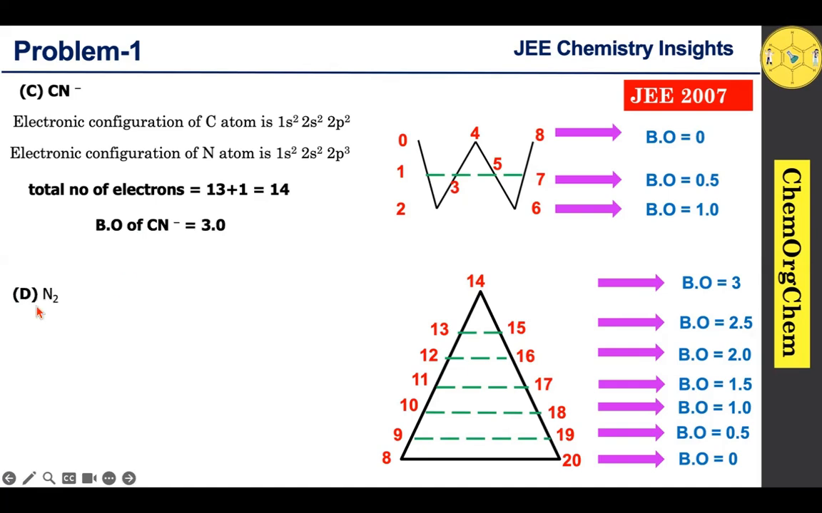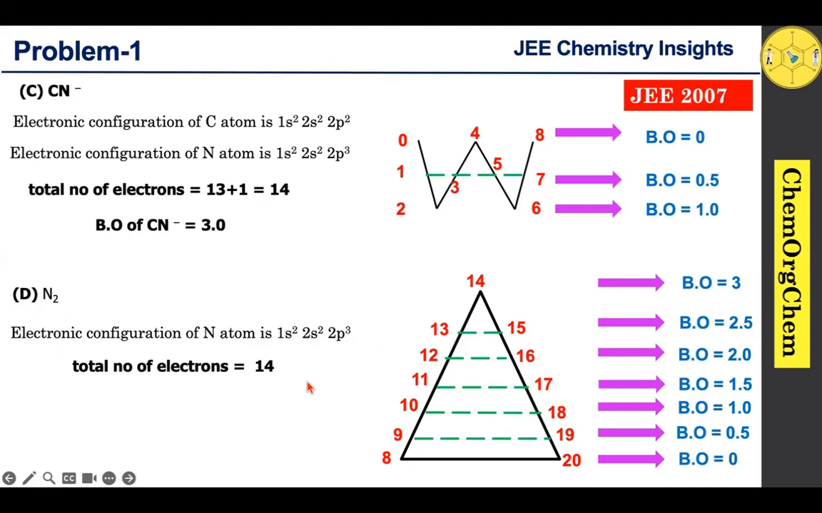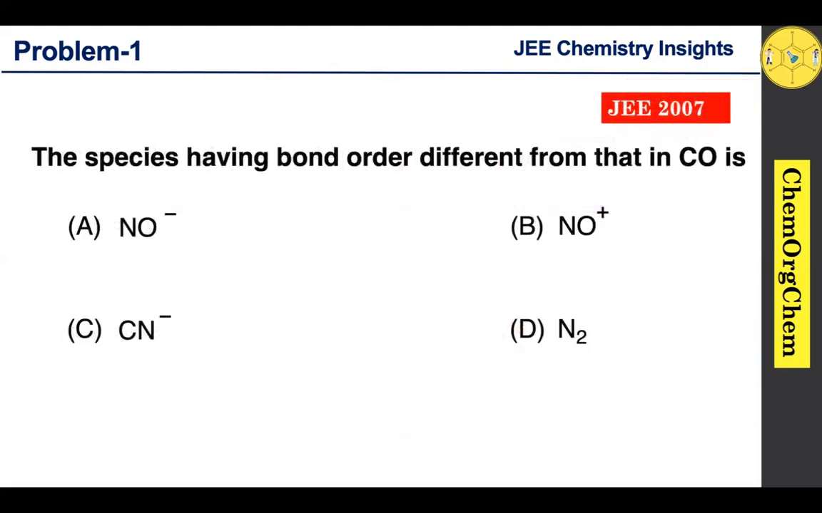Next, moving on to our final option, nitrogen. N2: write down the electronic configuration of the nitrogen atom, 1s2 2s2 2p3, and calculate the total number of electrons. Now you see 3 plus 2, 5 plus 2, 7. Here there are 2 nitrogen atoms, so 2 into 7, 14 total electrons. So the bond order is 3. Now you see that except option A, options B, C and D produce bond order 3, which is equal to the bond order of carbon monoxide. So based on our discussion, among the 4 options, the correct answer is option A.